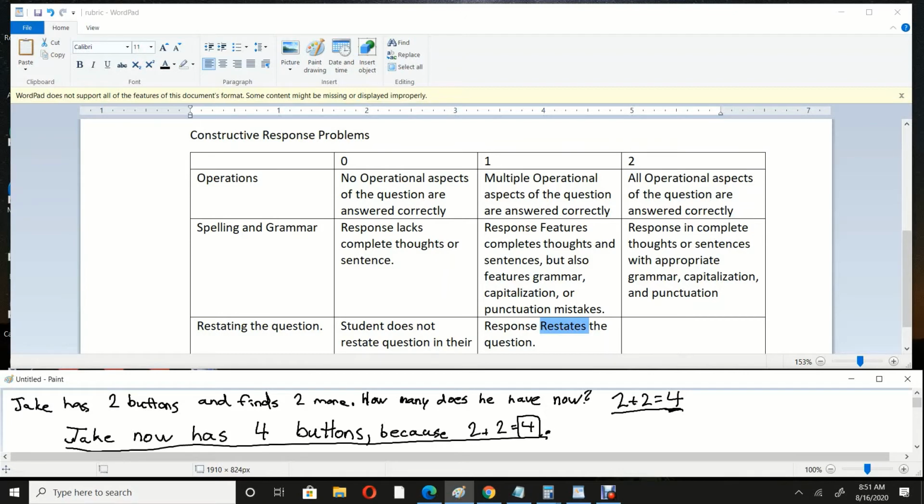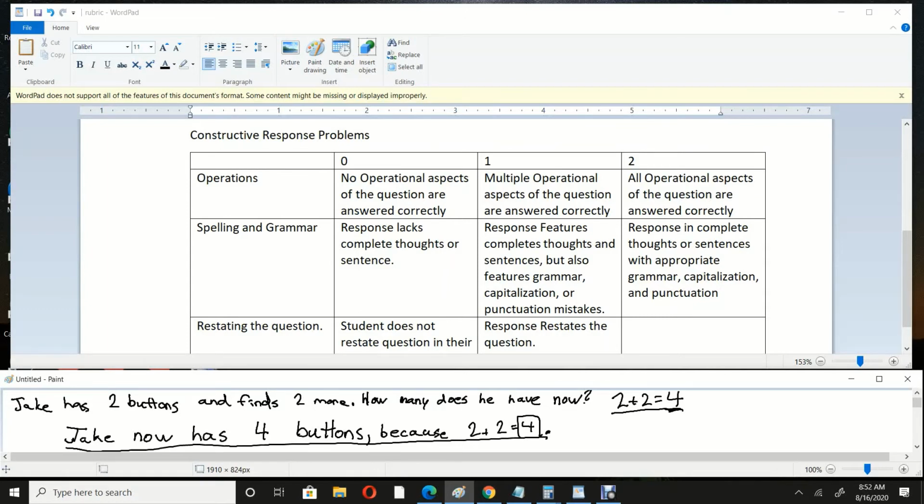So I'm going to get 2 points for my operations because I got the correct answer. I'm going to get 2 points for writing this in a complete sentence. I'm going to get 1 extra point for restating the question in my response. So that's 5 points total on any constructive response problem.